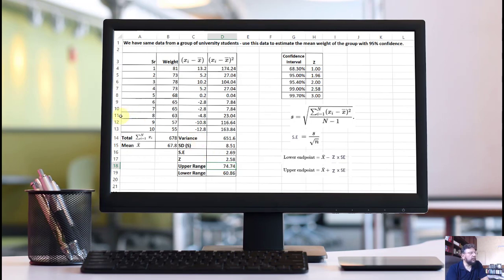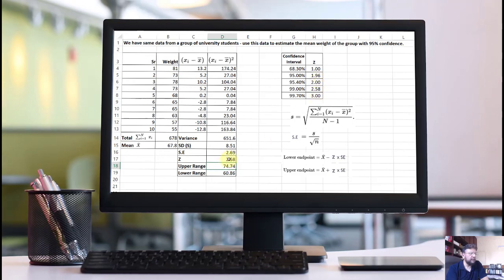So remember, when you're starting, you start by calculating the mean over here, and then you calculate the difference between the mean and the data points. Then you square those differences, add them up. That gives you the variance. Use this formula over here to convert the variance into standard deviation. Then use this formula over here to get the standard error. Then use this table to get the z value that you're looking for. So if you've been told that it's 95% confidence interval, then it's 1.96. If you've been told it's 99.7, then it'll be 3.